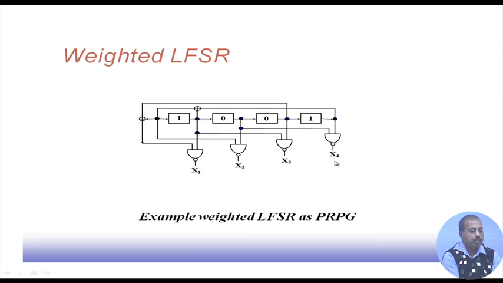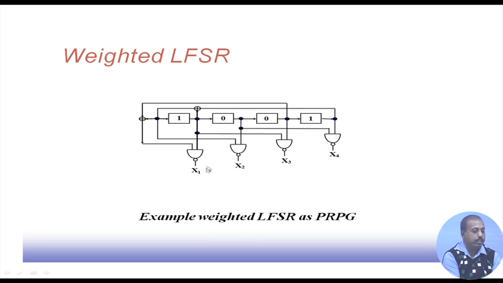So, you see that the probability of getting a 1 at this point is much higher compared to getting a 0, because you will get a 0 only when both of them are 1. The probability of getting a 0 is much less compared to getting a 1, because you will get a 1 whenever any of these cell contents is 0.